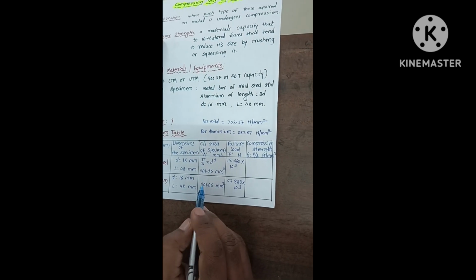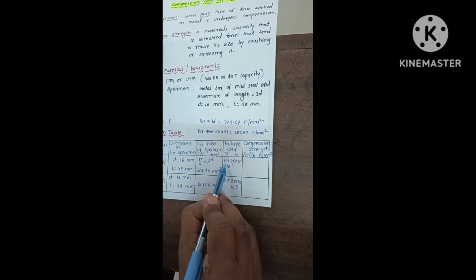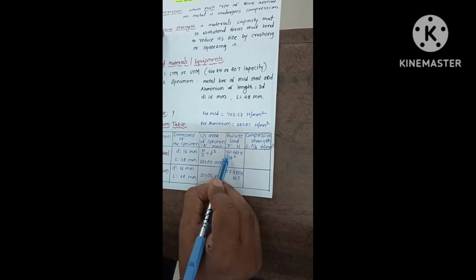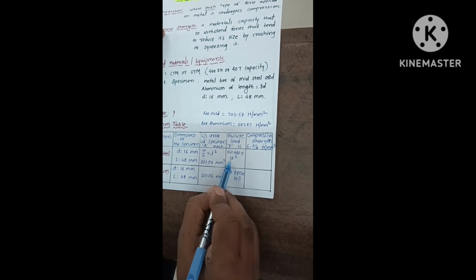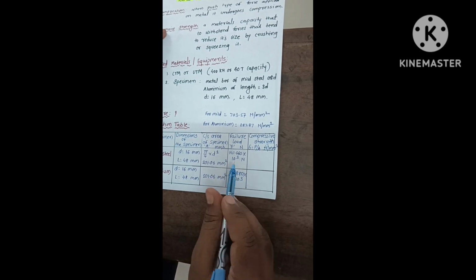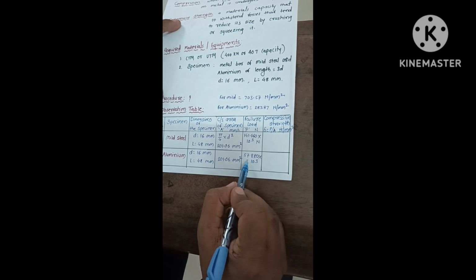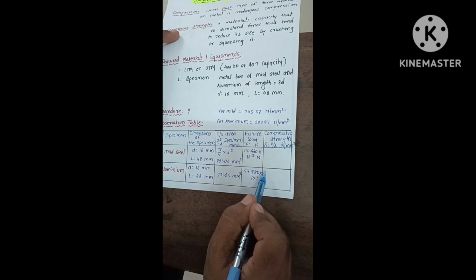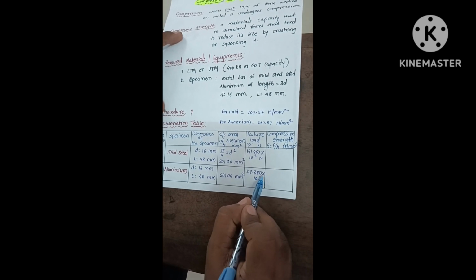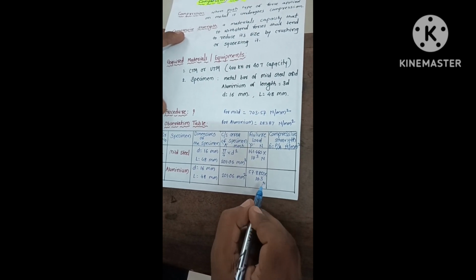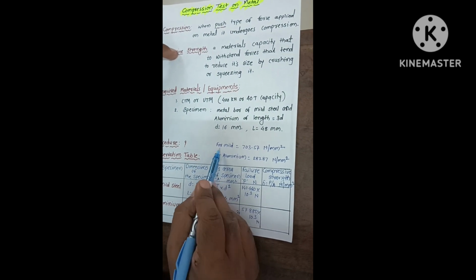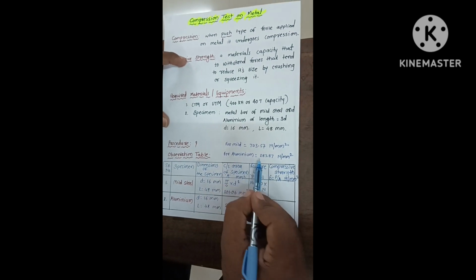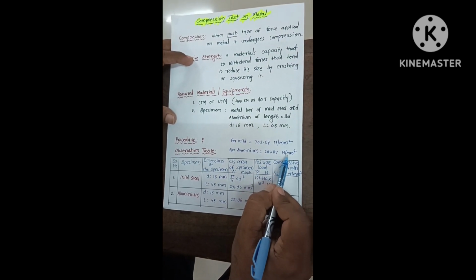Also from the UTM we got the failure load value 141.460 kilonewton, means 141.460 into 10 raised to 3 Newton. Also for aluminium we got the failure load value 57.880 kilonewton, means 57.880 into 10 raised to 3 Newton. And the compressive strength value for mild steel is 703.57 Newton per mm square, and for aluminium 287.87 Newton per mm square.